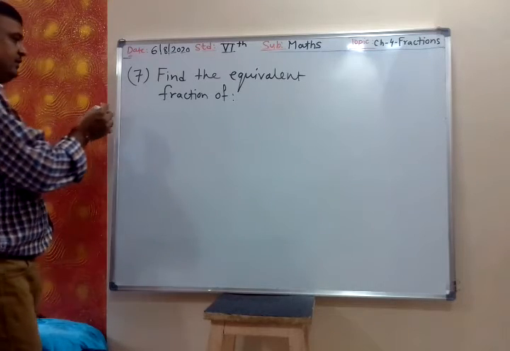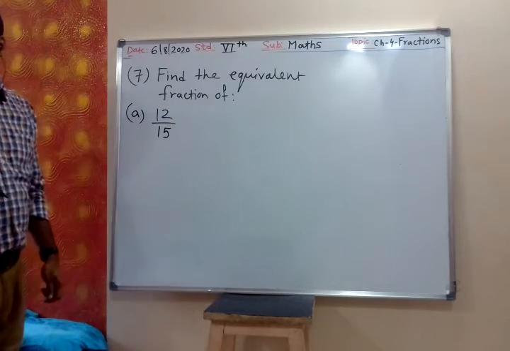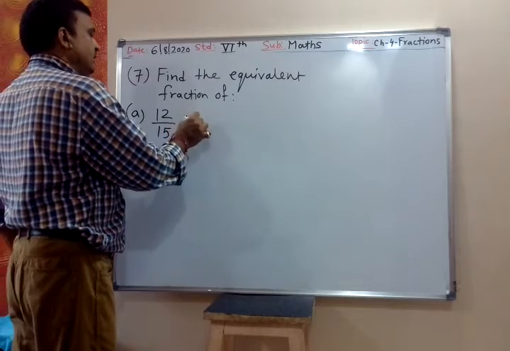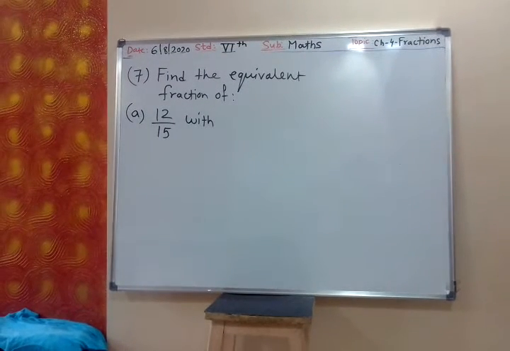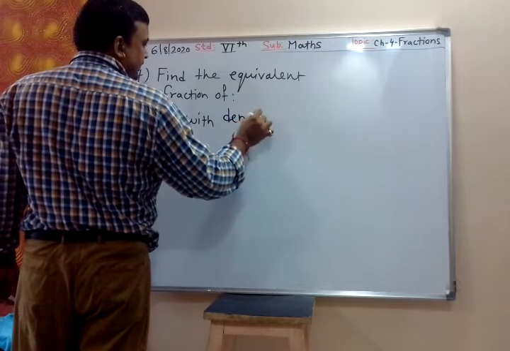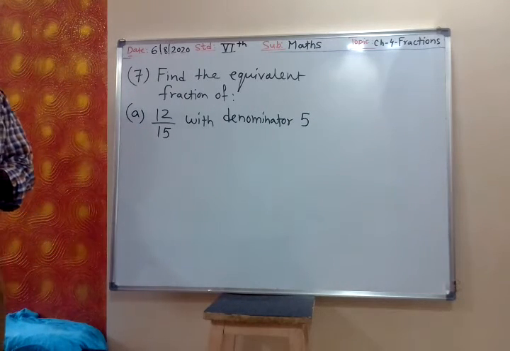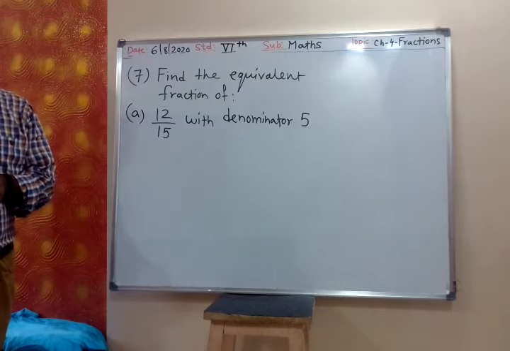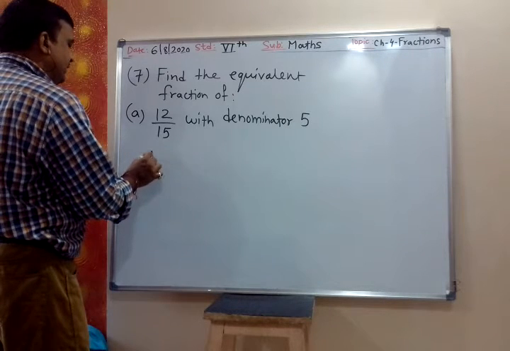First, 12 upon 15, with denominator 5. 12 upon 15 with denominator 5.